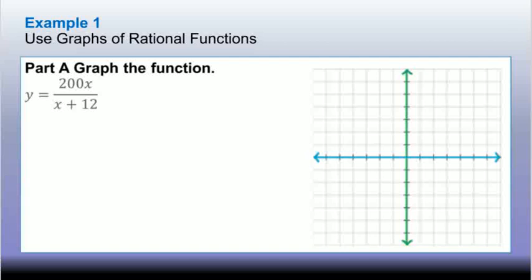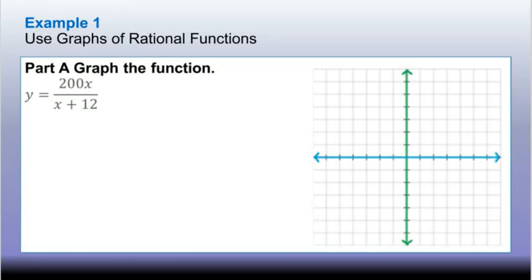So part A, we're going to graph the function. They're giving us the function for an adult: a dose of 200 milligrams is needed. So we're going to put 200 in for the a, because that's the adult dosage. And the original function said x plus 12. So this is our function that we're going to graph.